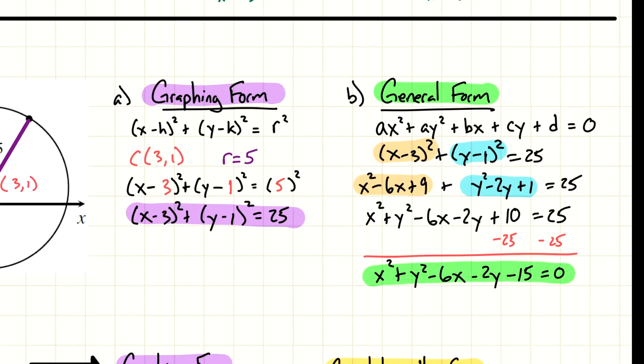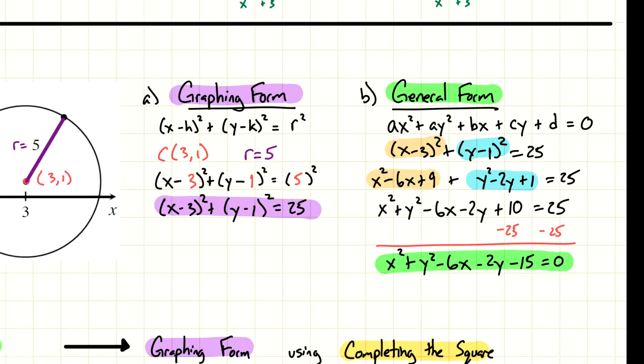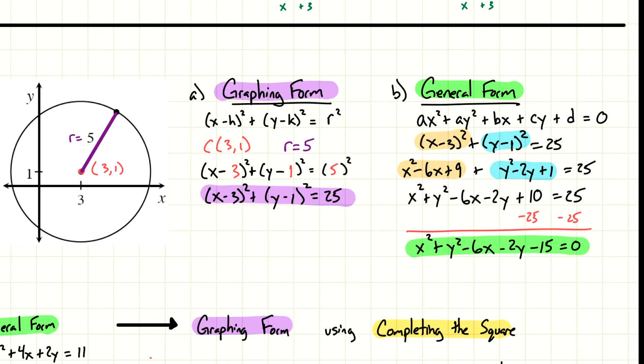Alright, so two-step process. Hopefully you could find graphing form easily using your center and radius. And then there we're just multiplying it out to get to general form. And then rearranging it, so make sure it's in that format. It does have to be in that format to be identified as general form.